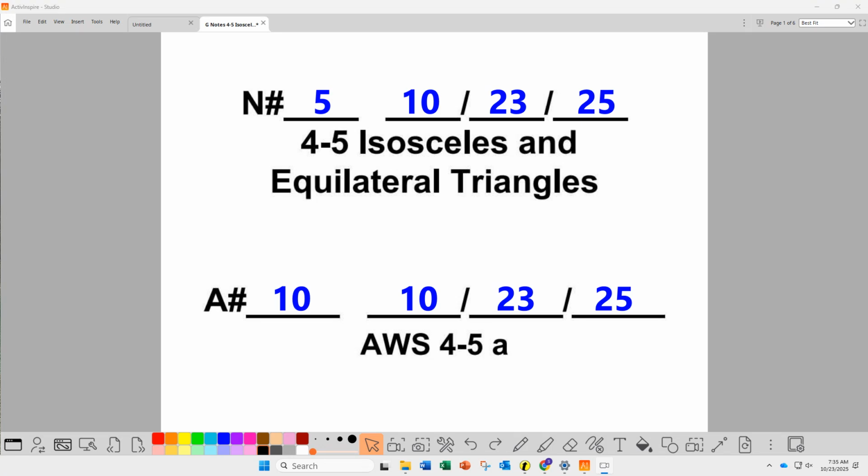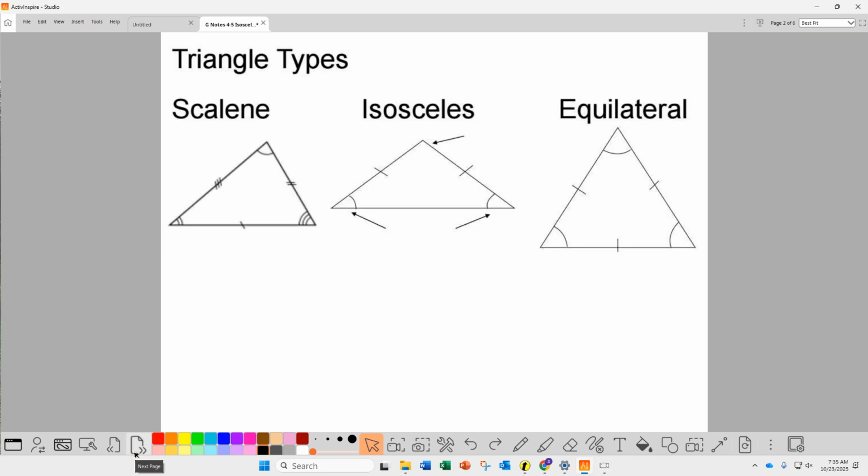Guys, isosceles and equilateral triangles. First, we need to talk about the three types of triangles before we can actually do problems with these. So we're going to start off with what's called a scalene triangle. They are the most obvious because they have none of their sides the same. So 3 different side lengths is going to be the key on this.